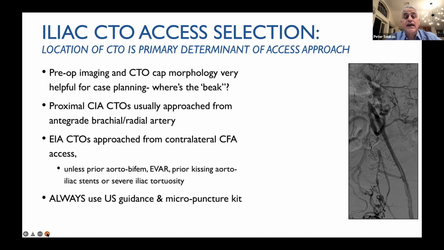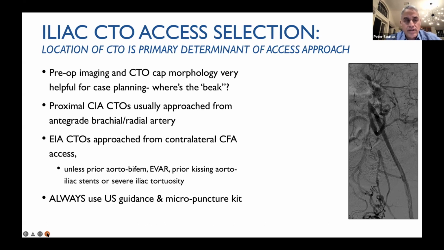Obviously, if a patient has had prior CTO cap morphology imaging by either prior angiography or perhaps a prior CTA, that's very helpful. Knowing where the beak is can be very helpful. You want to, in general, be going in the same direction as that beak. You're more likely to stay intraluminal that way.